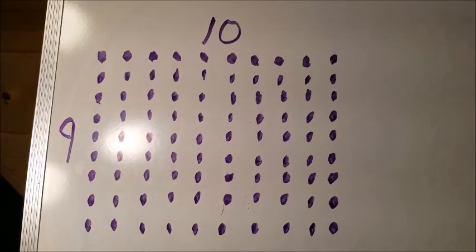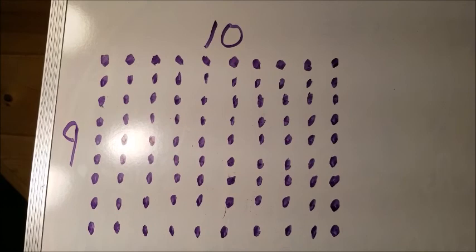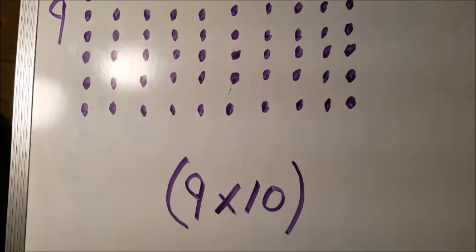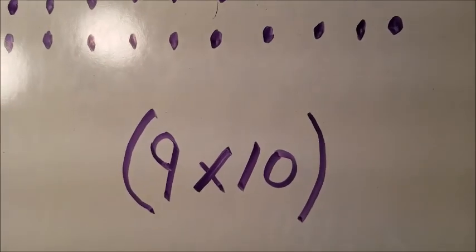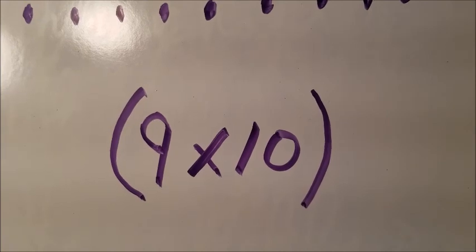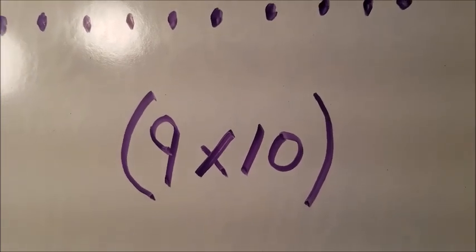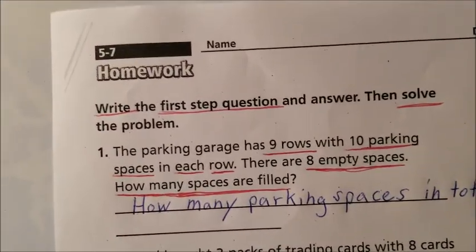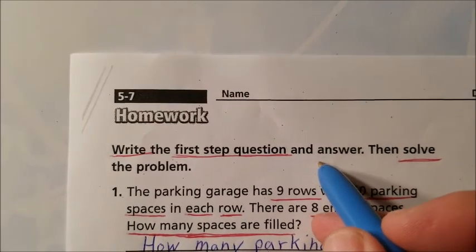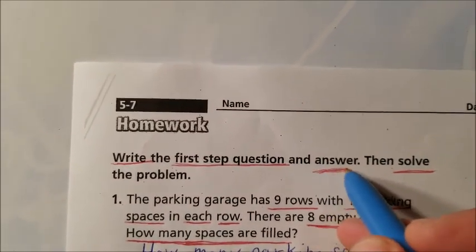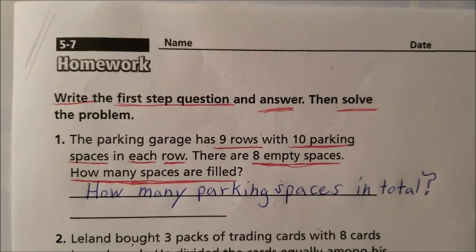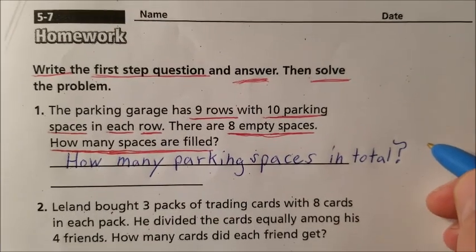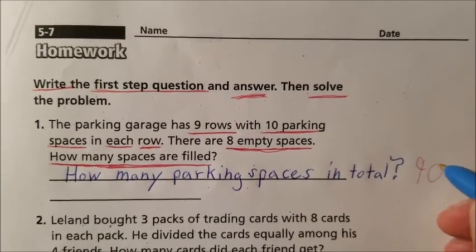Here is a visualization of that. So we know to figure that out in an equation, we'd write the expression 9 times 10. Now you know that's 90. So if we follow our directions closely, and remember that we're also supposed to answer the first step question, we need to write down this answer as 90 spaces.